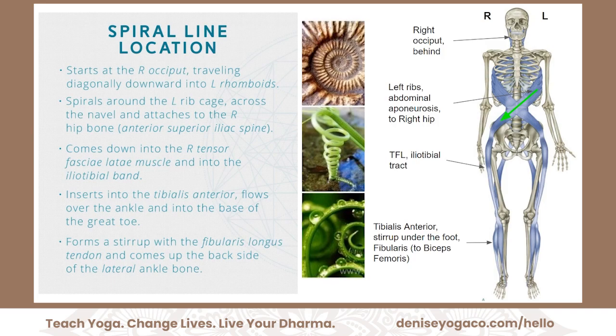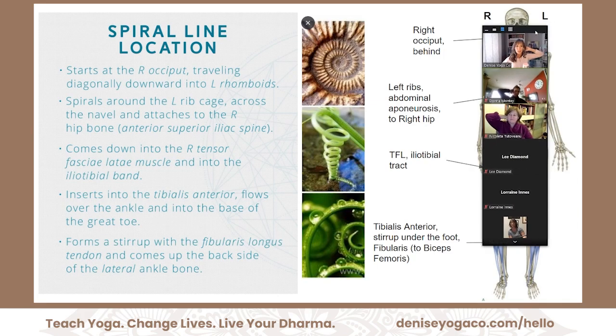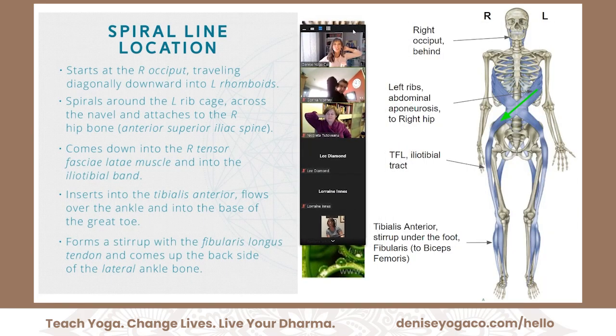I'll talk you through the right side of this line as best I can, and maybe you can palpate with your fingers at the same time. If we start on the right side of the occiput, the bone at the back of the head, we're going to immediately cross under the shoulder blade, between and under the shoulder blade to the opposite side.